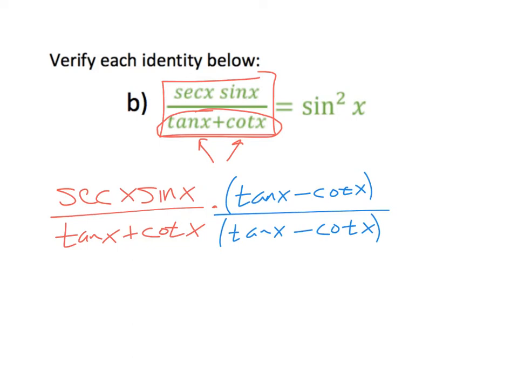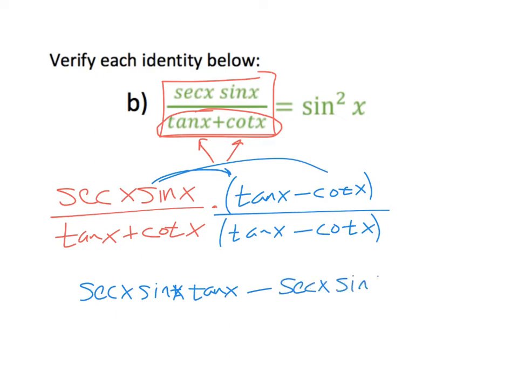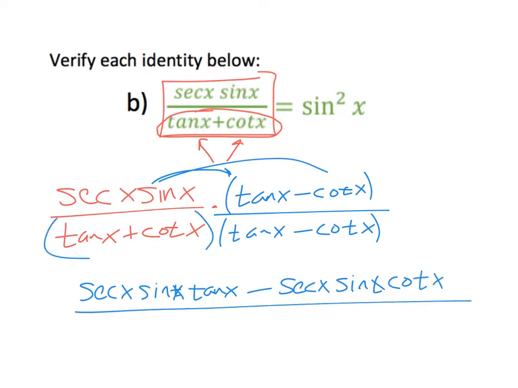When I do that, I'm going to get a pretty messy numerator here. In fact, if I distribute the numerator, that becomes secant sine tangent minus, if I distribute the second term, secant sine cotangent. All over, if I FOIL the bottom, I get tangent squared x minus cotangent squared x.